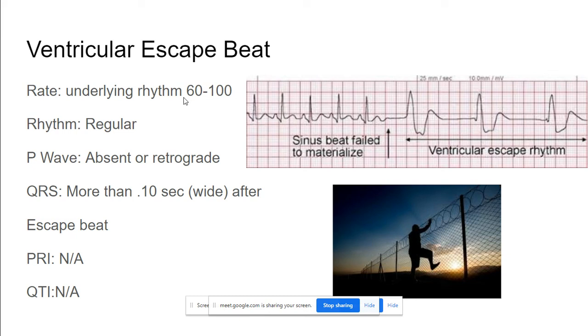So the underlying rhythm would be normal, 60 to 100, with everything looking good. And then all of a sudden, you get these escape beats where the P wave is absent or retrograde. So retrograde means upside down, okay? And they look kind of absent and weird with those escape beats.